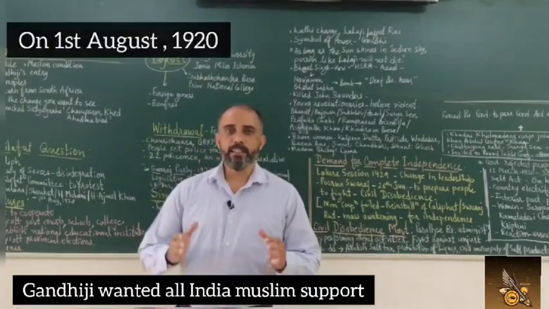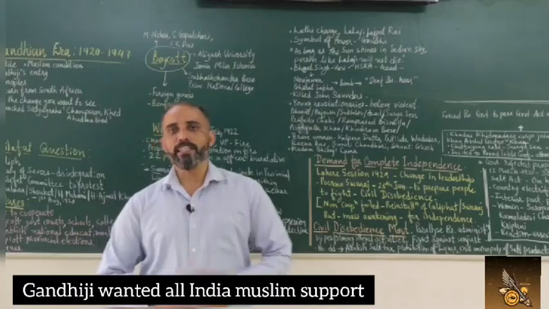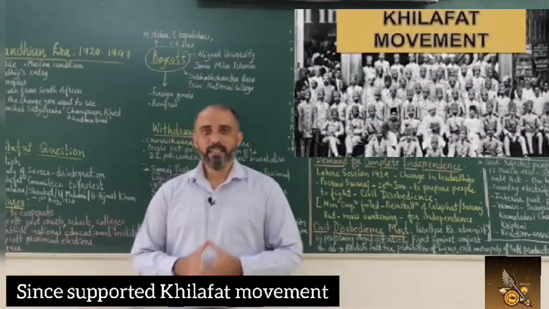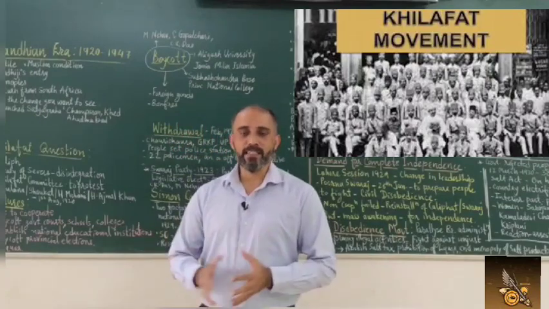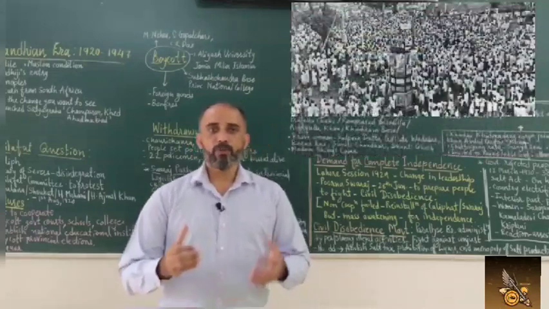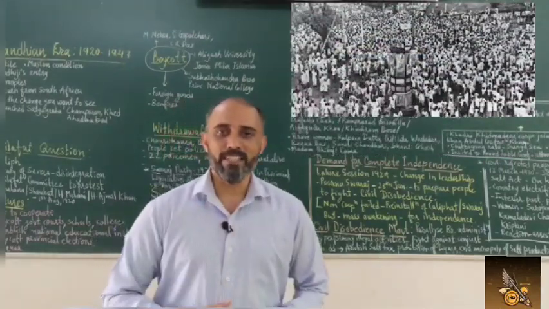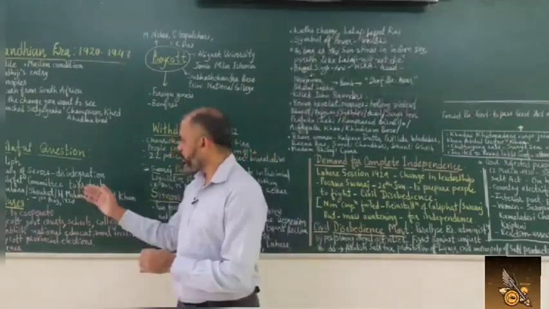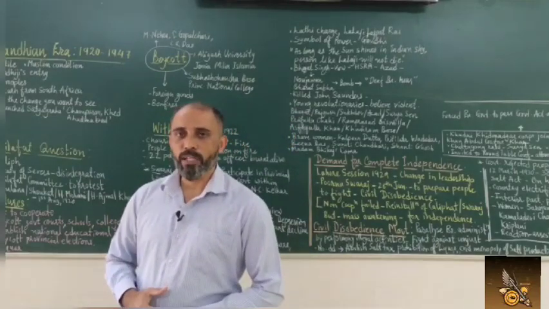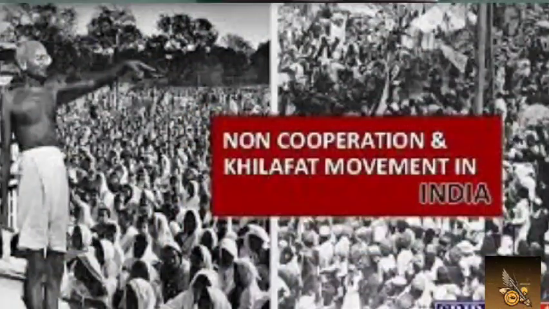Gandhiji wanted all Indian Muslims' support for India's freedom struggle. And since he supported the Khilafat movement, a fight of Islam against the Europeans, at the same time he urged the Muslims of India to unite to fight against the British in India. So thus the Khilafat movement started, and this Khilafat movement is also now known as the non-cooperation movement.